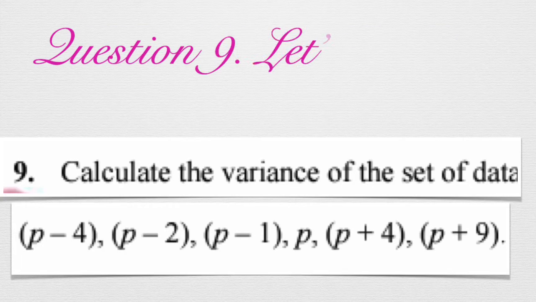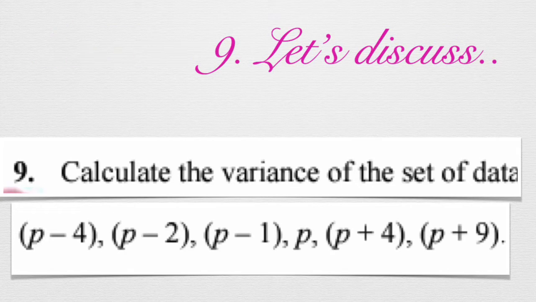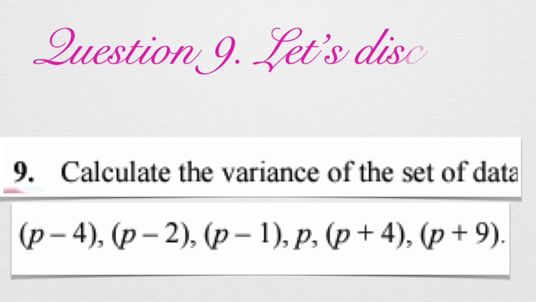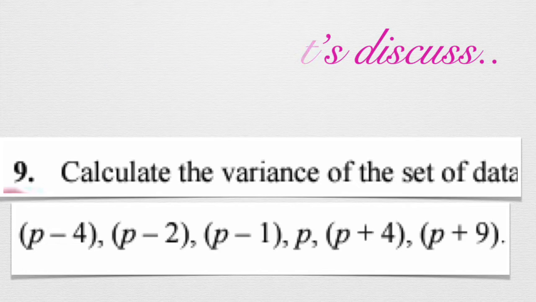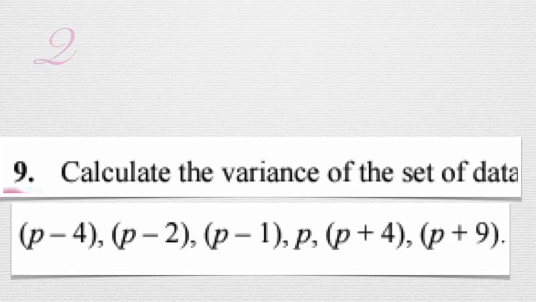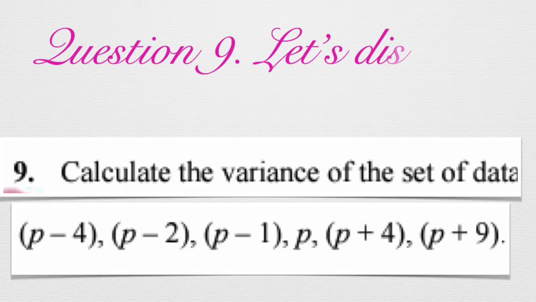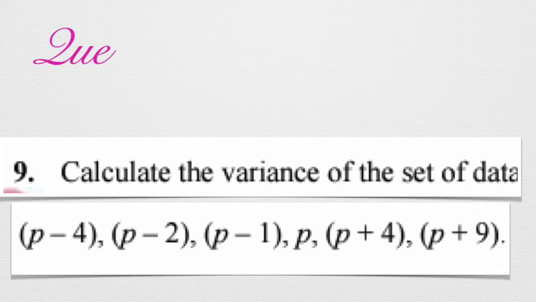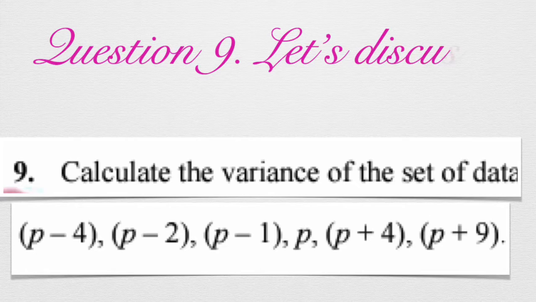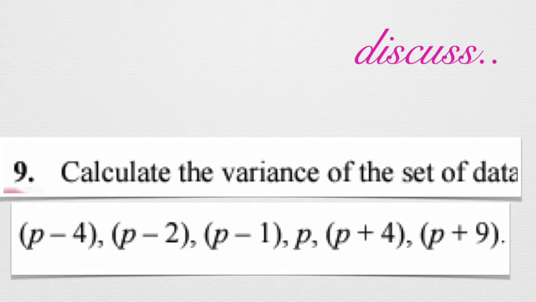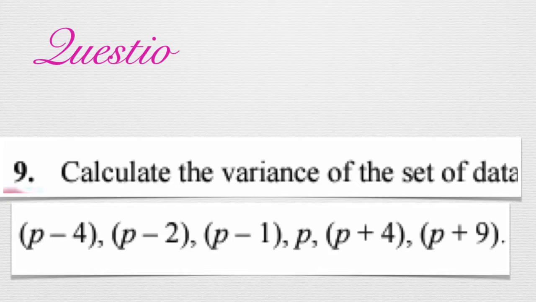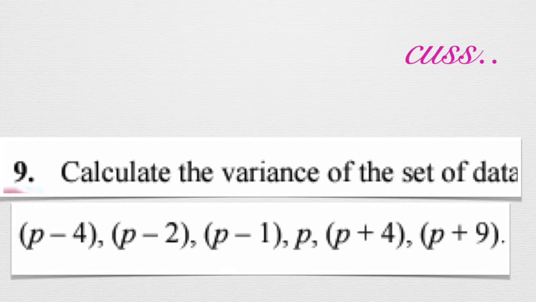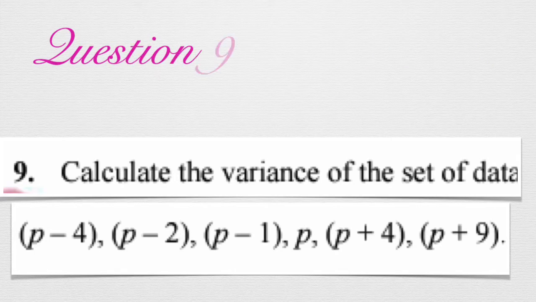Okay, let's see question number 9. Calculate the variance of the set of data p minus 4, p minus 2, p minus 1, p plus 4, p plus 9. So the question looks very easy. It looks very short. Variance, so you have to start with the formula. But because there are so many terms, I think you need to do it carefully and patiently because it involves algebra. So you have to be very good in algebra.